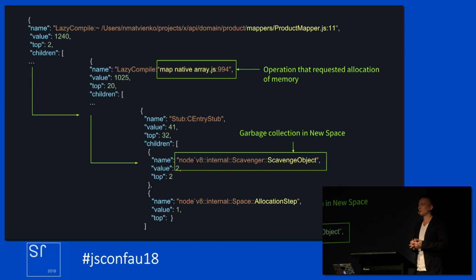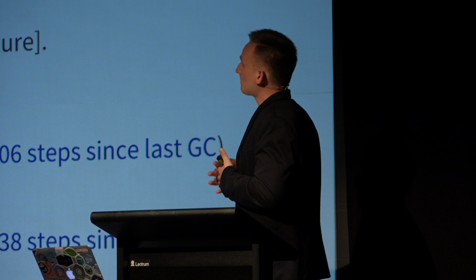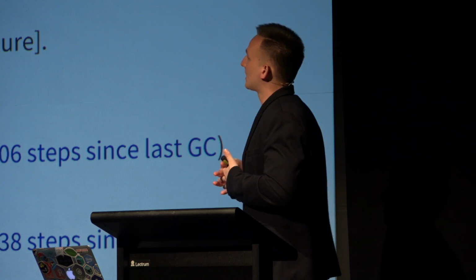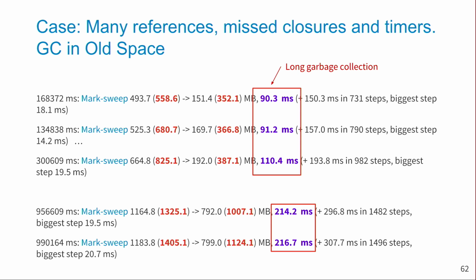So as I said, we reduced our mappers, clones, big JavaScript cycles, and custom helpers. And as a result, after that, our memory doesn't grow, and garbage collection is a little more than the default 1 millisecond, but we think it's OK. And the same problem was in the old generation, where there is a long garbage collection.